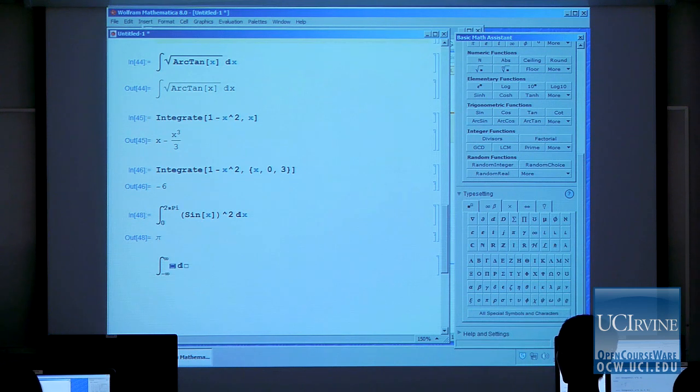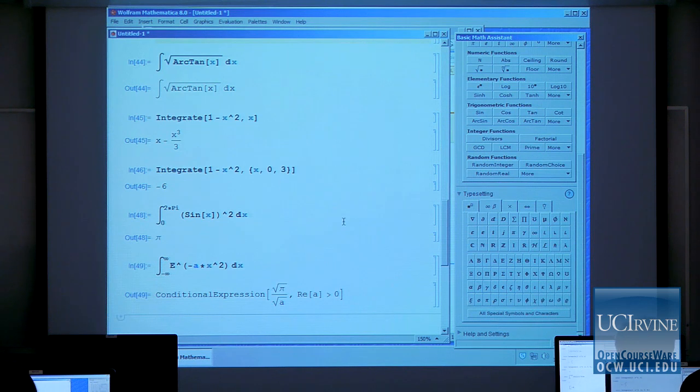And then I'm going to put in a sort of generic Gaussian function, so e caret minus a times x squared, and then dx. All right, let it rip. What does that mean? How do we interpret this thing?